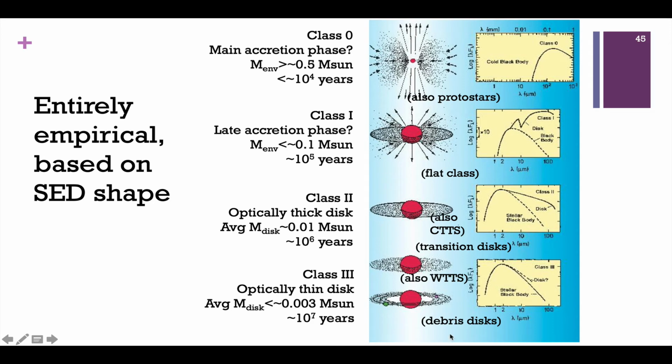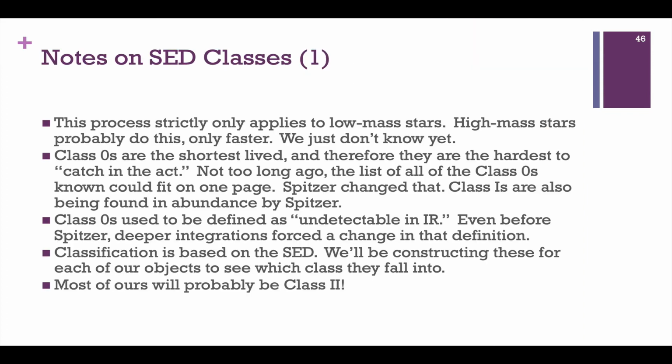And then debris disks: you can get a second generation of dust, because once you start forming planetesimals in the disk, they do sometimes hit each other. And so you can end up with a second generation of dust, which is likely to be the source of debris disk dust. So this process strictly only applies to low mass stars. High mass stars probably do this just faster. We don't know yet, because there are fewer high mass stars and they evolve faster, so it's harder to catch them in the act.